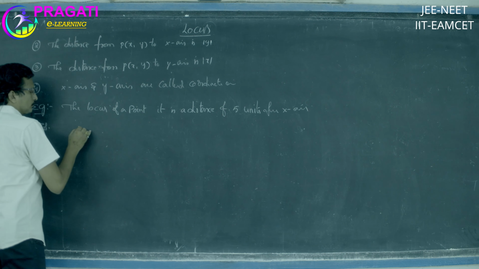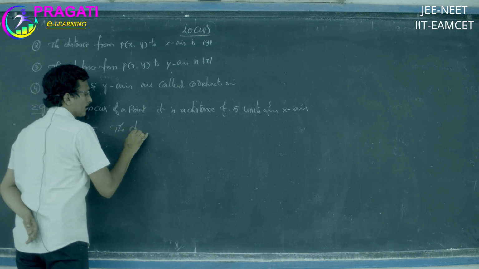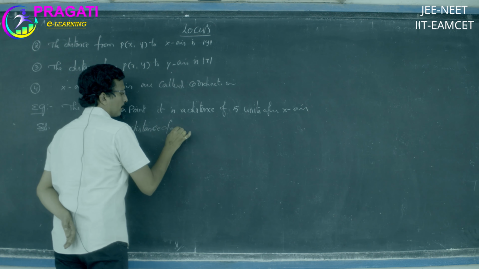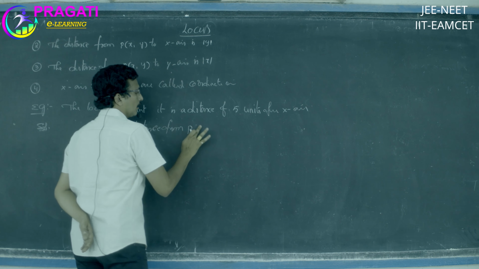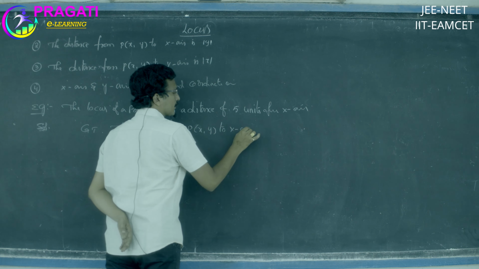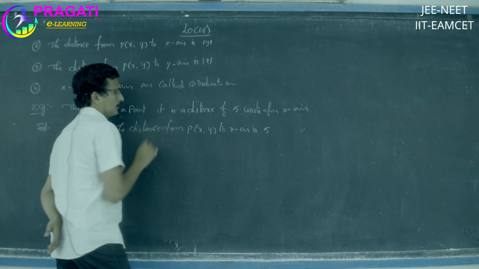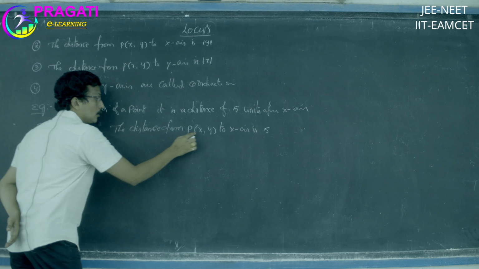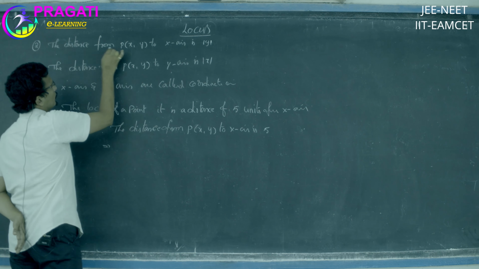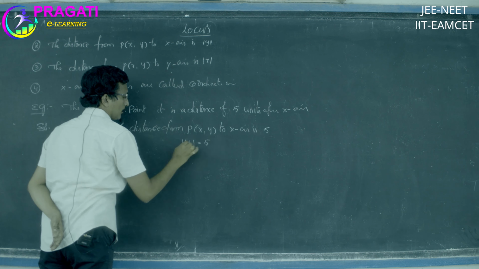Here given that the distance from P (x, y) to x-axis is 5. Here the distance from P to x-axis is 5. Here the distance from P to x-axis is mod y. Mod y is equal to 5.